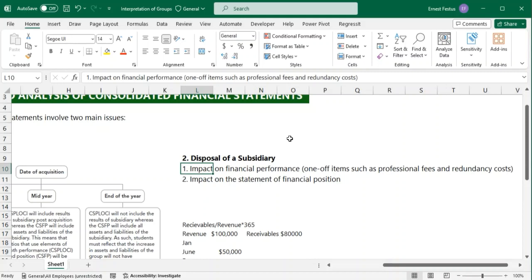And then the impact on the statement of financial position. What impact is it going to have on the financial position? As we have for the statement of financial performance, the consolidated financial position will also be distorted. Why? Because ratios such as working capital are going to be skewed.